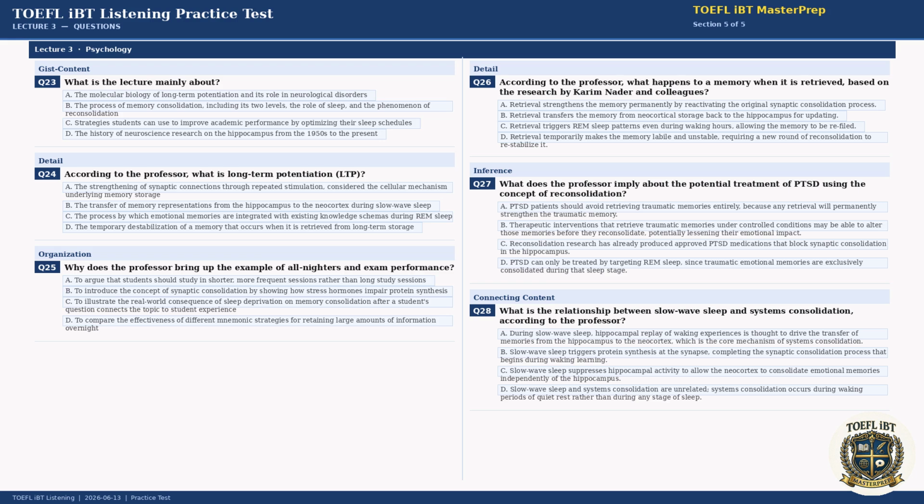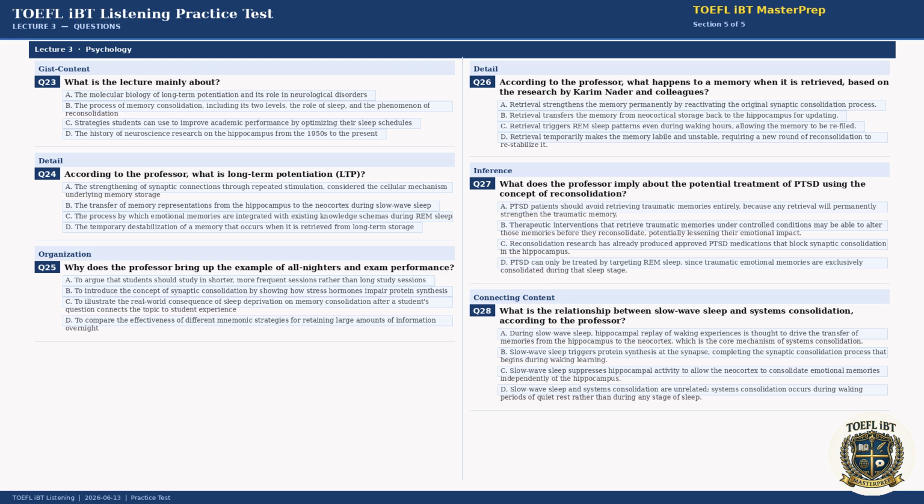The second level is systems consolidation, which operates on a much longer timescale, weeks, months, or even years. This is the process by which memories initially dependent on the hippocampus gradually become represented in the neocortex and no longer require the hippocampus for retrieval.